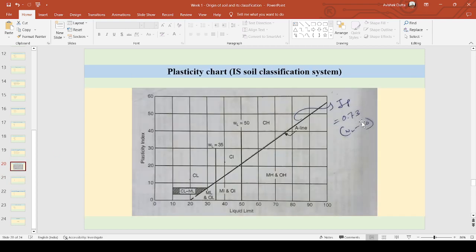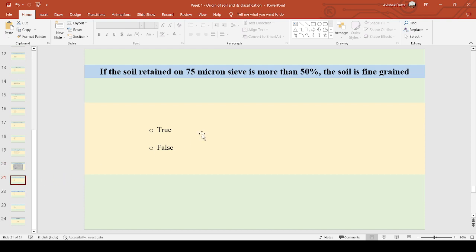And you have to remember this equation of the A line because we have a question with that also. Next question, another true false statement. If the soil retained on 75 micron sieve is more than 50 percentage, the soil is fine grained. You have to tell me the statement is true or false.